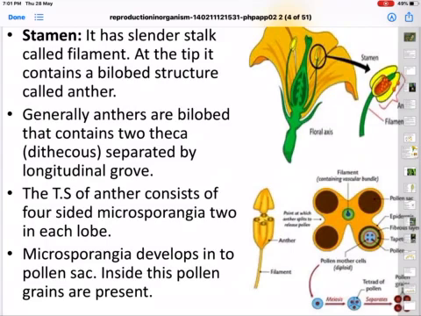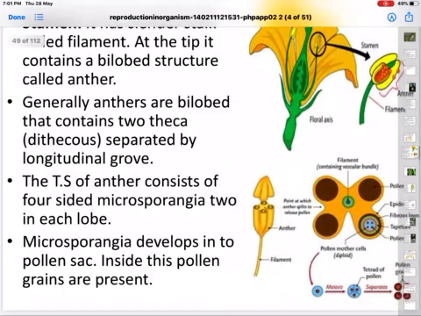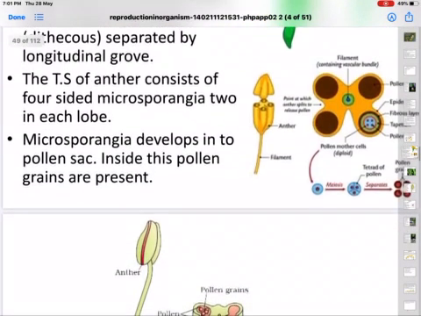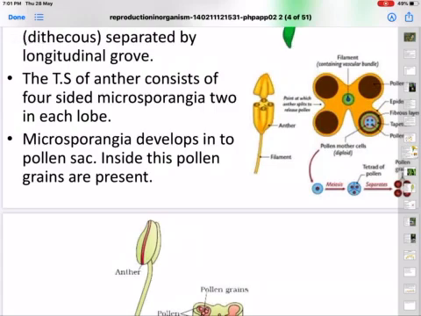When we take a transverse section of this anther, we can see it consists of four-sided microsporangia, two in each lobe. So you are seeing the same four theca here. The microsporangia develop into pollen sacs. Inside this, pollen grains are present. So you can see the structure here, pollen and the filament at the center.